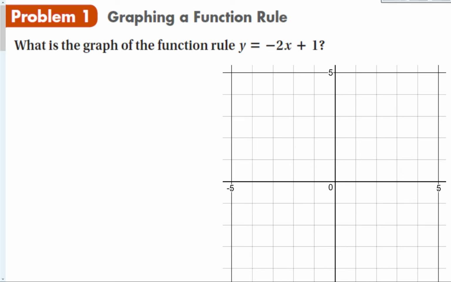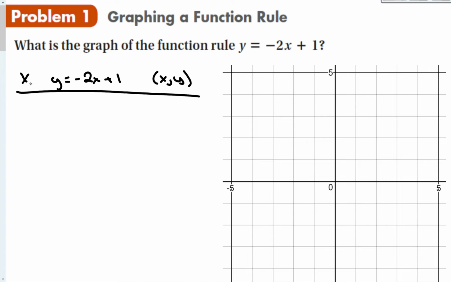So if I want to make a table, I'd start with an input. Then I would plug it into my function, which in this case is y is equal to negative 2x plus 1. And then I would get some sort of output, and I would write it as the pair x comma y. And then whatever that pair happened to be, I would put it onto the graph. So we're going to pick an input, do a calculation to get my output, and then I'm going to have my ordered pair.